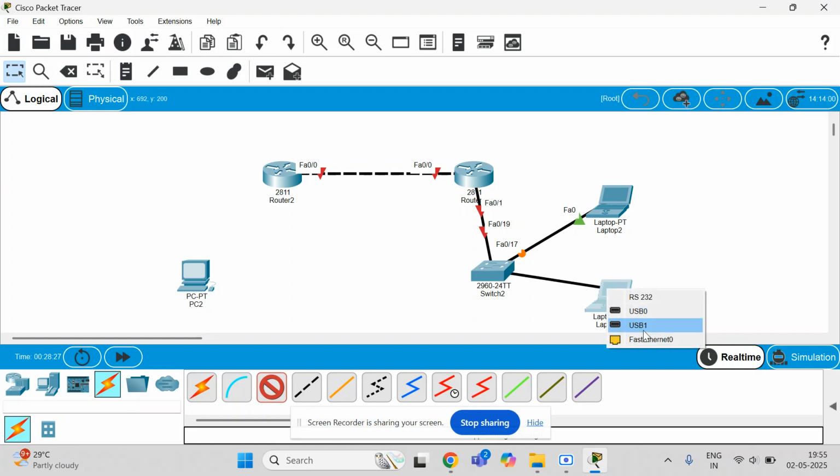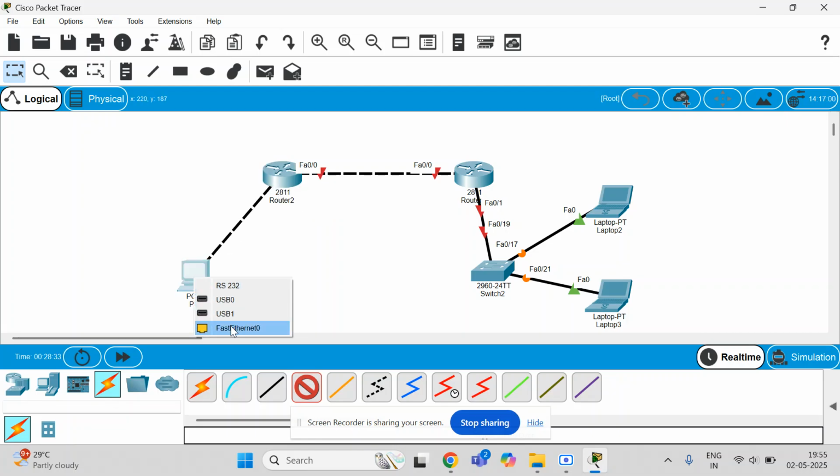Second machine. Now a cross cable to connect the first router with the PC, because both are of the same nature, so we are using a cross cable over here. So this is the scenario. Now there are three networks. One is this, second and third.